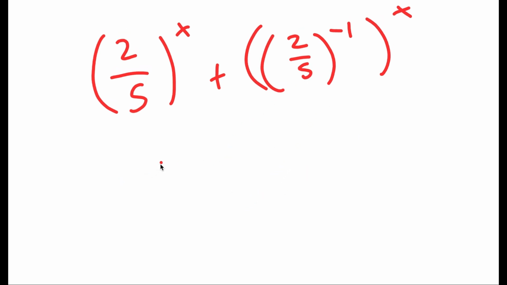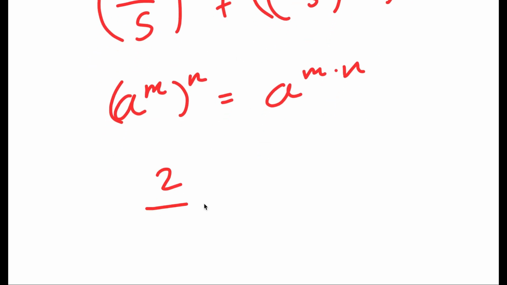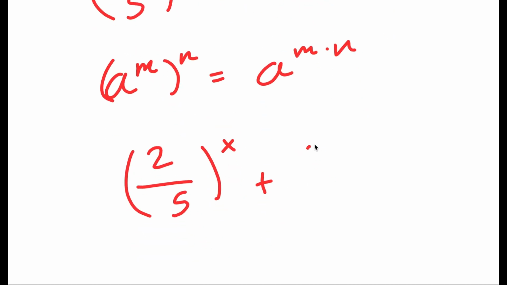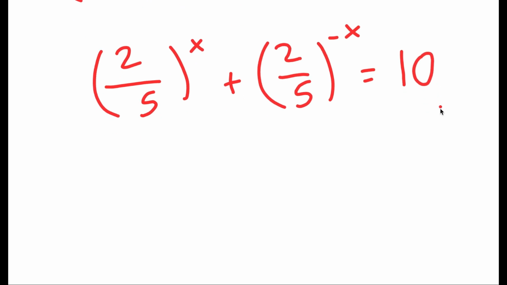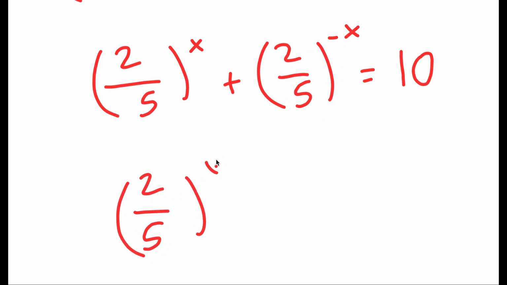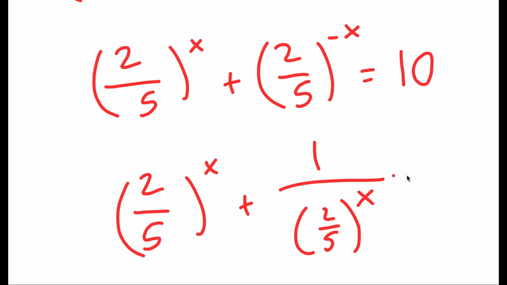And now I'm going to use a property of exponents that states that if I have something in the form a to the power of m to the power of n, this is equal to a to the power of m times n. So now I get 2 over 5 to the power of x plus 2 over 5 to the power of x times negative 1, which is just equal to negative x. And this is all equal to 10. And then 2 over 5 to the power of negative x is the same thing as 1 over 2 over 5 to the power of positive x.